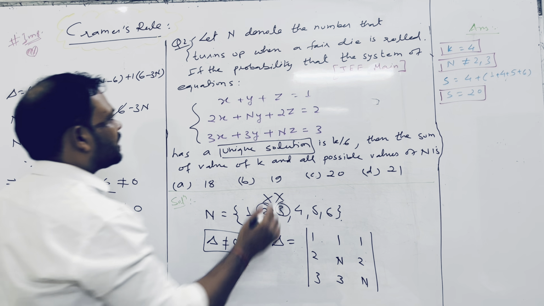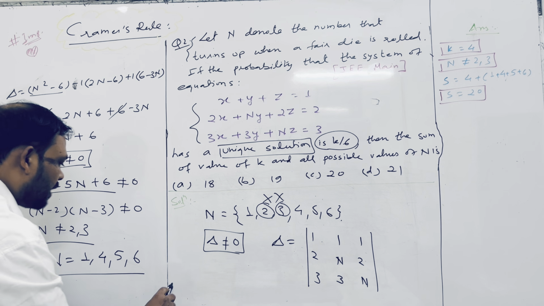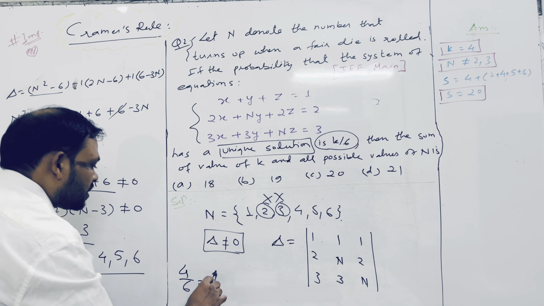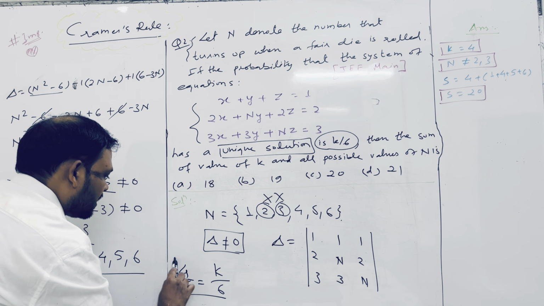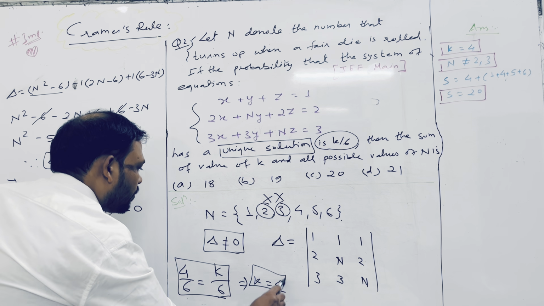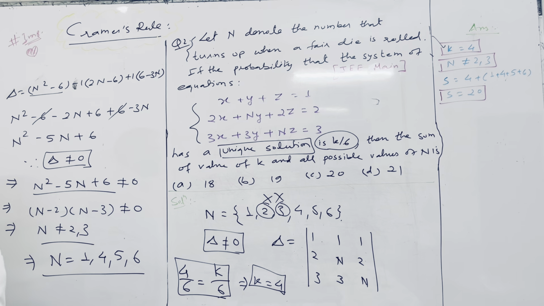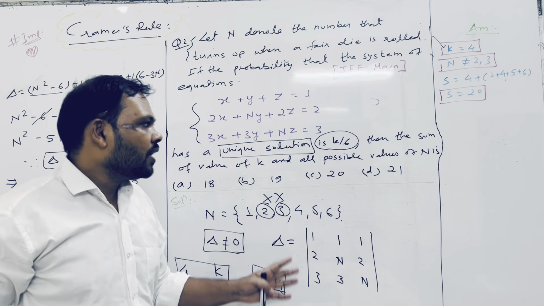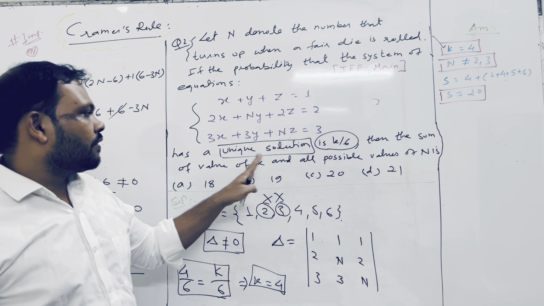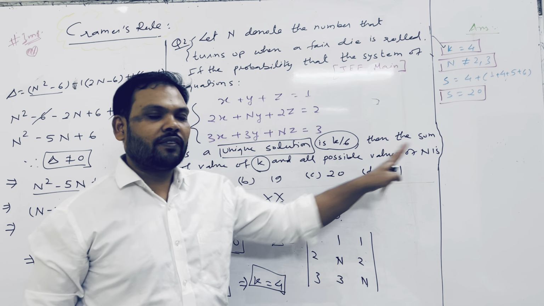But the question says that the probability of those numbers is k by 6. It's very clear that the probability will be 4 by 6, which is equal to k by 6 here. This means k will be 4, which is matching with our answer. K is equal to 4. Correct. Now the next task for you is the next line: the sum of the values of k and all possible values of n is what?